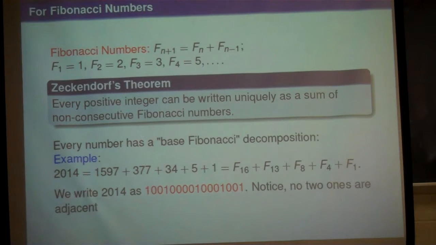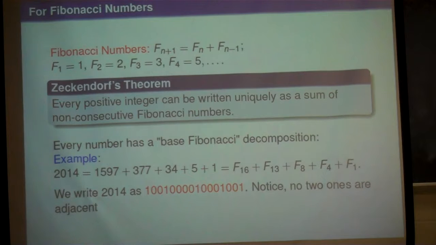And it turns out we can do something similar for the case where we have non-adjacent ones. So suppose we take a random binary string now and there's no ones adjacent. Well, in this case we have something known as Zeckendorf's theorem, which states that every positive integer can be uniquely written as a sum of non-consecutive Fibonacci numbers. The way you would do this is you take an integer and subtract off the largest Fibonacci number from it, and then subtract off the next one, and so on and so forth. For instance, 2014 can be written as F16 plus F13 plus F8 plus F4 plus F1.